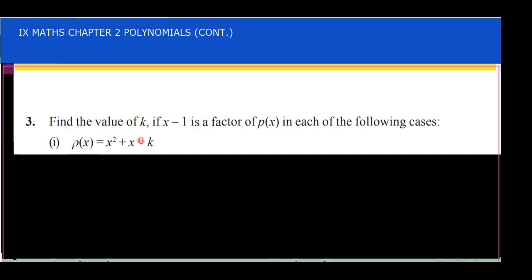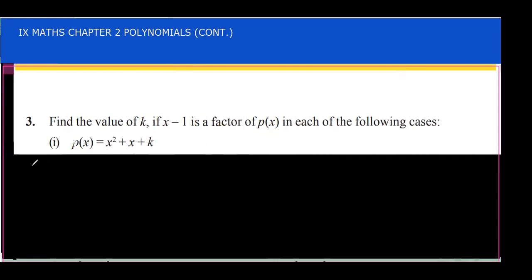Find the value of k if x minus 1 is the factor of the polynomial p(x), that is x square plus x plus k. देखिए अगर x minus 1 इस पोलिनोमियल का फैक्टर है तो रिमाइंडर 0 आएगा. This is the condition. तो रिमाइंडर हमें फाइंड आउट करना और रिमाइंडर के इक्वल 0 पुट करना है.